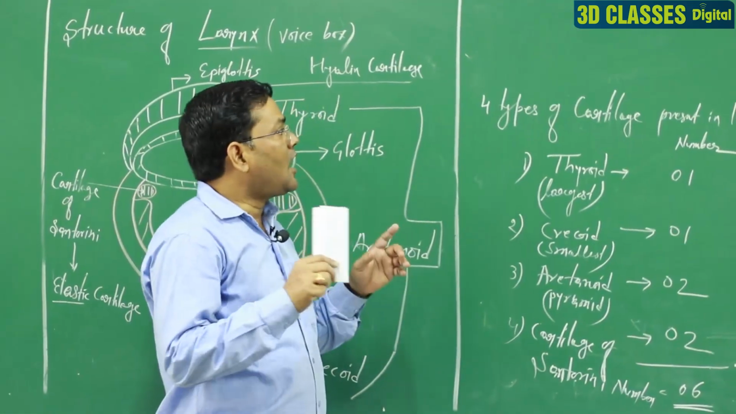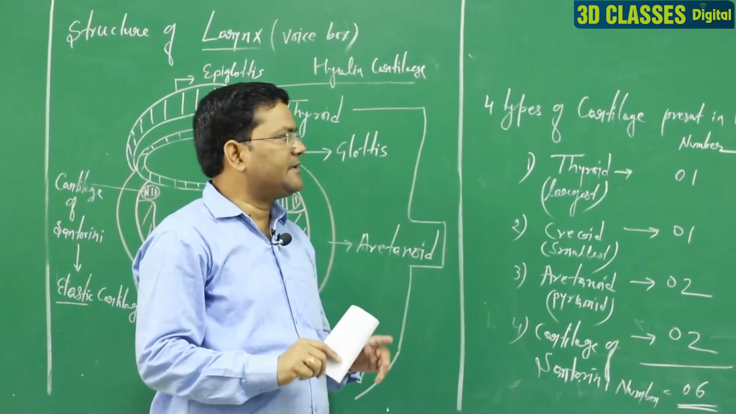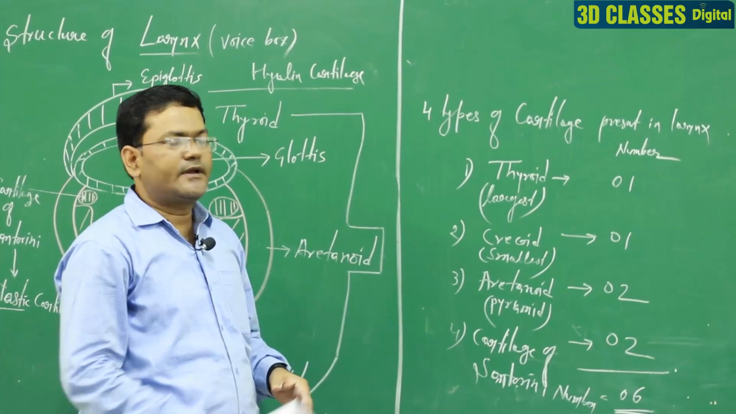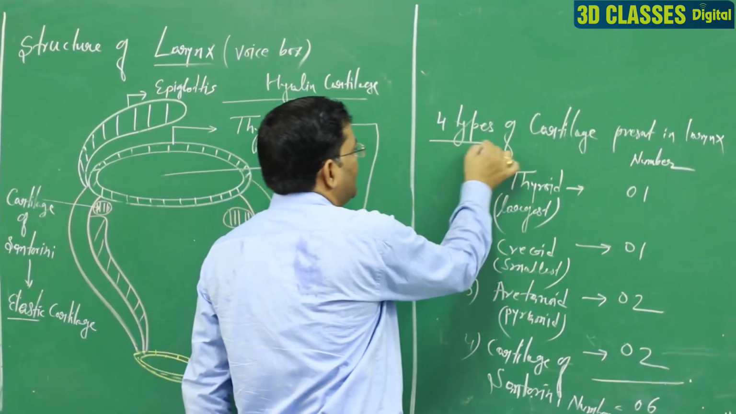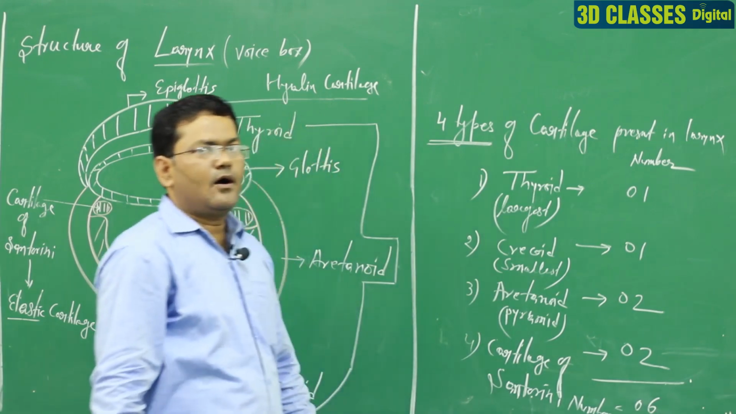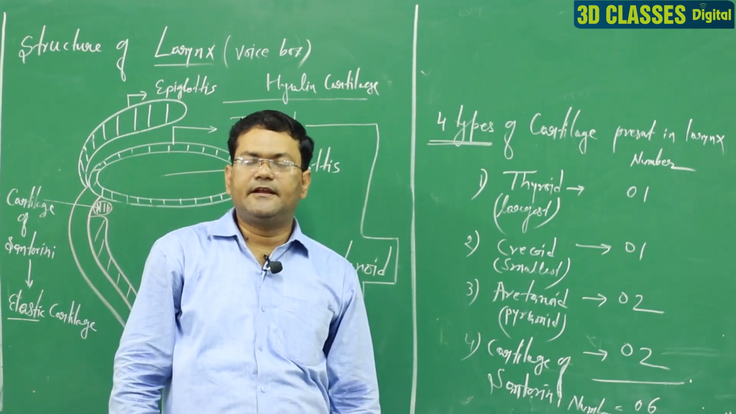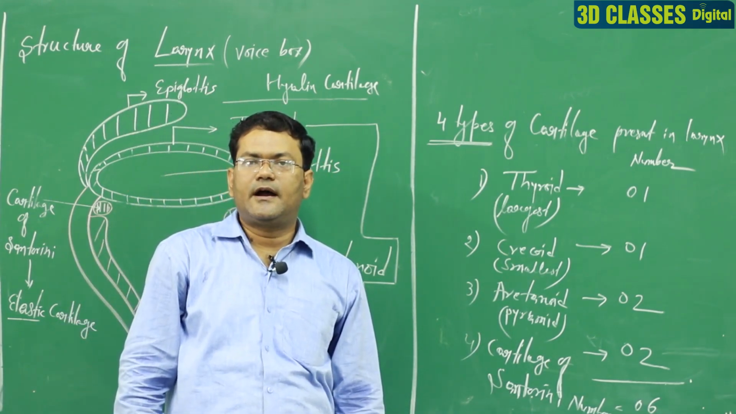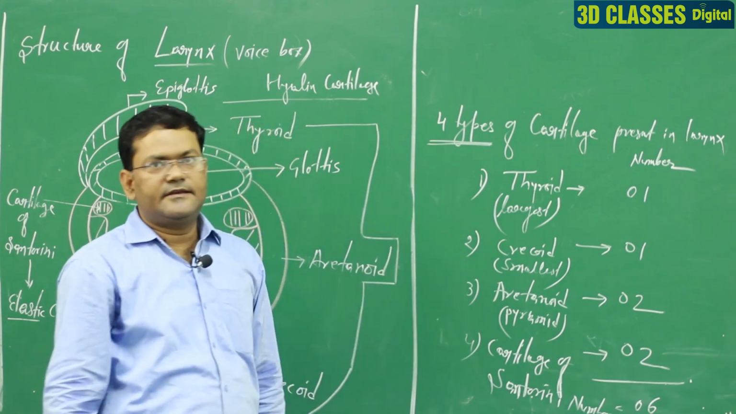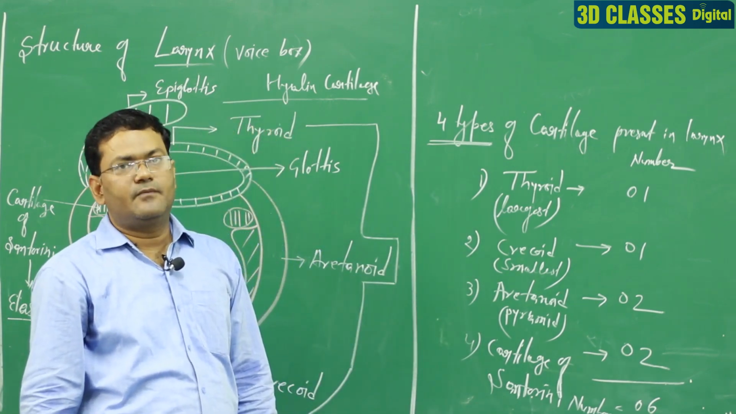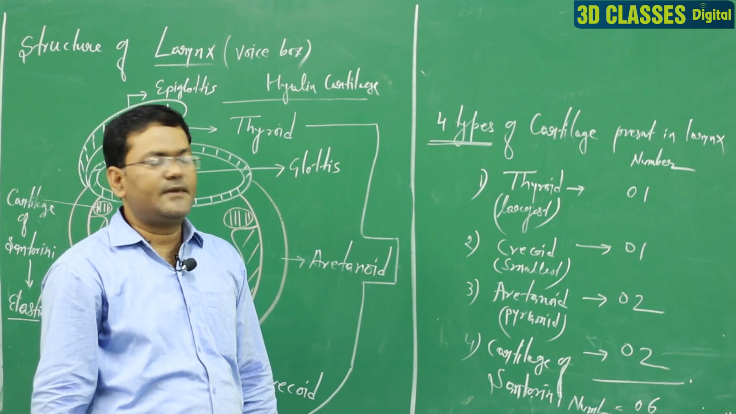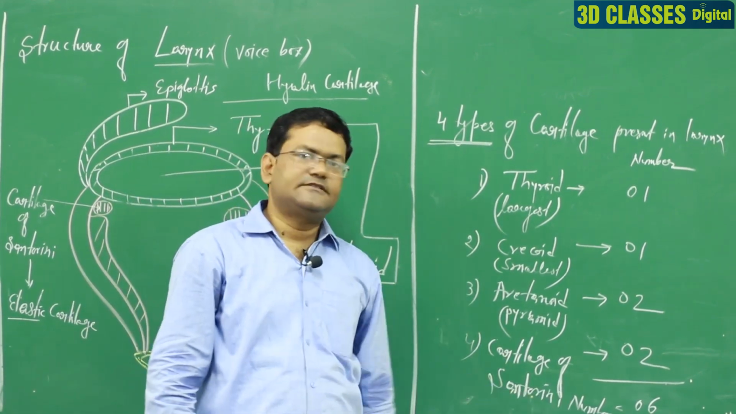But how many types of cartilage are present in the larynx? That is 4 types. That means 2 types of questions. One is how many types of cartilage are present in the larynx? 4 types of cartilage are present in the larynx. What is the total number of cartilages in the region of the larynx? The total number is 6.